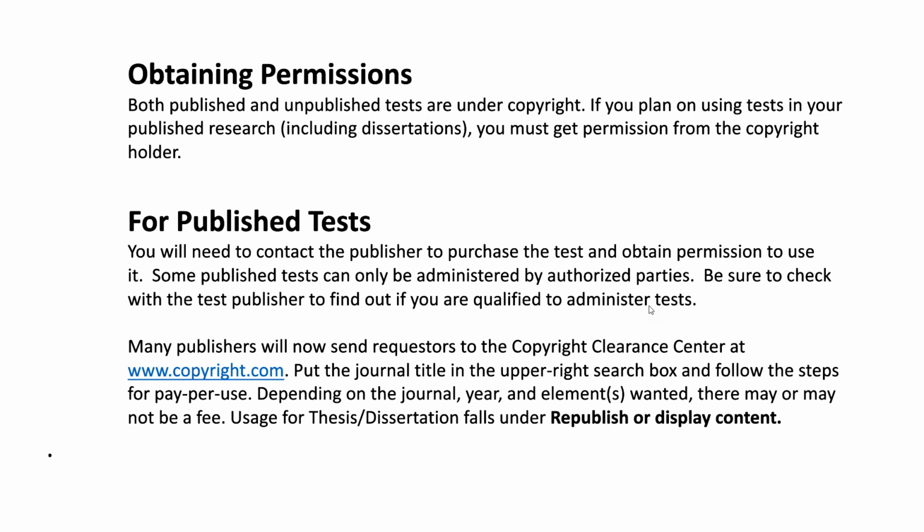For published tests, you'll need to contact the publisher to purchase the test or obtain permission to use it. Some published tests can only be administered by authorized parties, so you have to make sure and check with the test publisher to find out if you're qualified even to administer that test. Many publishers now also send requesters to the Copyright Clearance Center at copyright.com. There's usually a form now that you can fill out where you can just put the journal title, or all the other information in the search or in the pay per use box. Usage for thesis or dissertation usually falls under republish or display content.